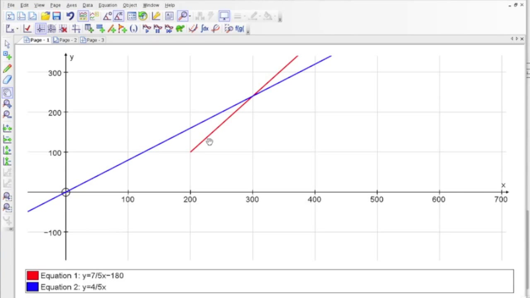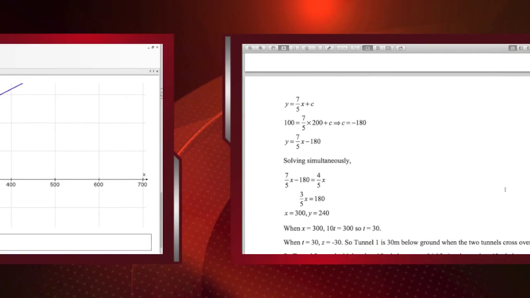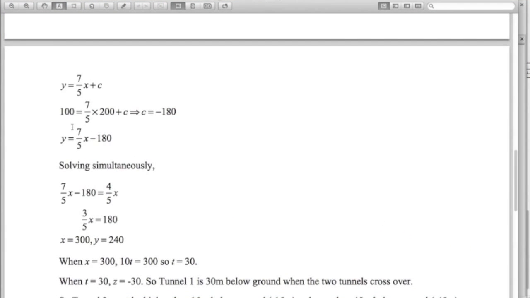The red line here starts at 200, 100. It all starts at negative 25 on the z-axis, but I'm just ignoring that now. And it's heading off in a direction 5, 7. So across 5 on the x-axis, up 7. So the gradient of this line is 7 over 5. So algebraically, here we've got y equals 7 over 5 x plus c, so we've got the gradient. We also know that the point 200, 100 is on that line, so I substitute in 200 and 100, and that gives me c equals negative 180. So here's the equation of that other line.